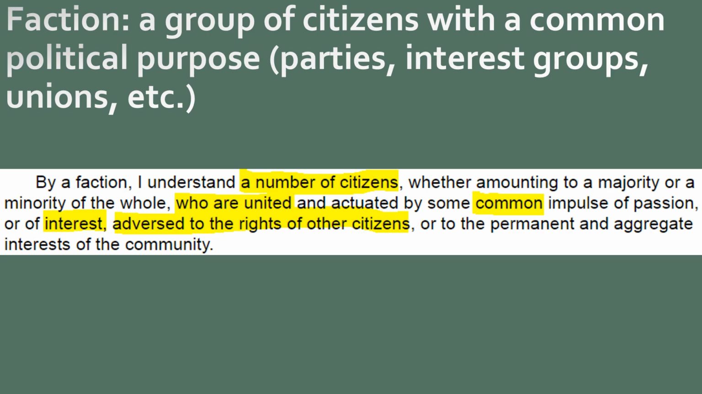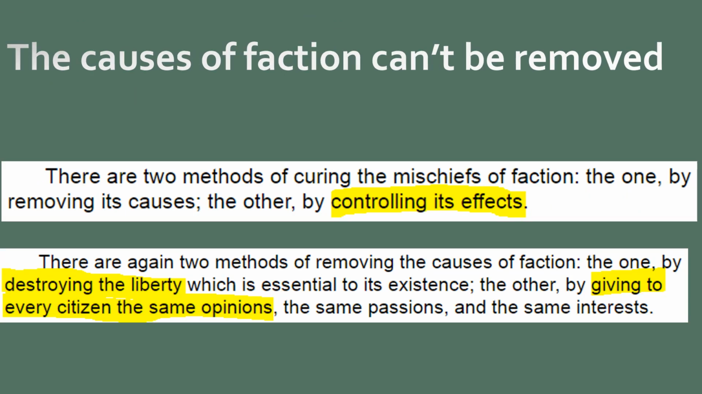So we're going to define faction as a group of citizens with a common political purpose. Political parties, interest groups, labor unions, those are all examples of factions. Again, they can be good or bad. We're going to talk about how to control the potentially bad effects of factions.